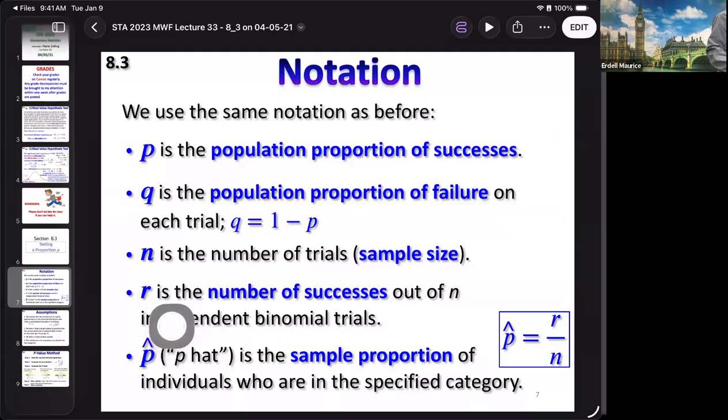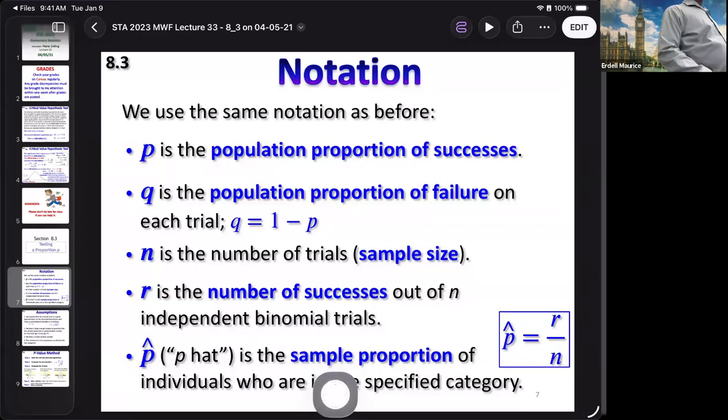All right? So for example, if I ask you, do you like the color orange? And say out of the 25 people in here, say 20 of them say yes, they love the color orange, right? So then R would be 20, N would be 25. All right, questions there? And of course, P hat right here is your sample proportion.